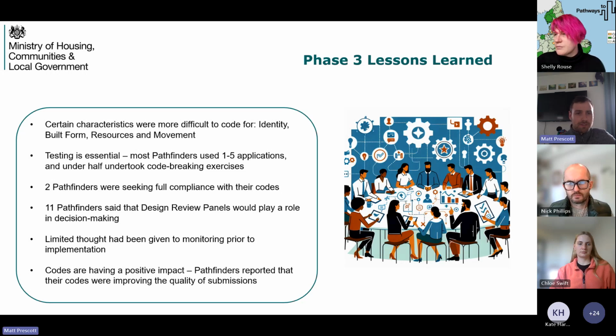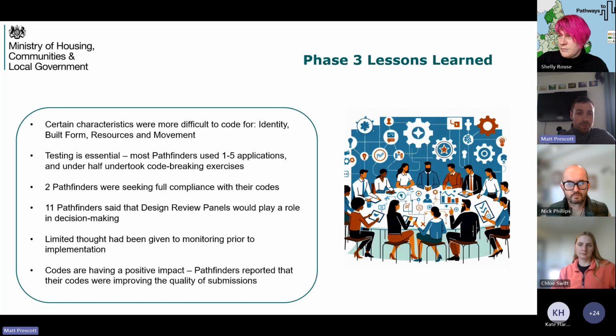An interesting finding was that in terms of compliance, some pathfinders were looking for full compliance with their codes. Others were allowing justified departures, some looking at a threshold for compliance, so sort of 70%, 80%, and one also saying that they would judge on a case-by-case basis. 8 pathfinders were using design review, with another 3 intending to do so as a way to inform planning decisions around design. So this includes instances where the planning proposals put forward would depart from the requirements of a code.